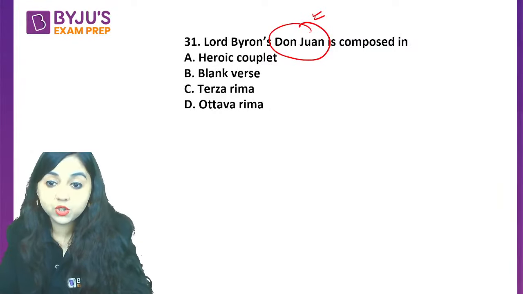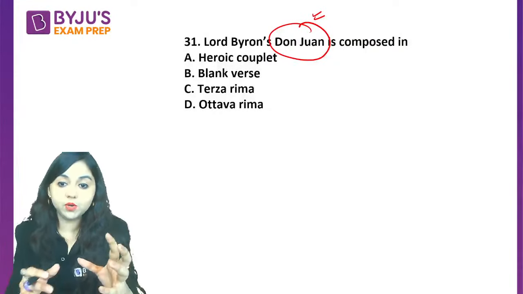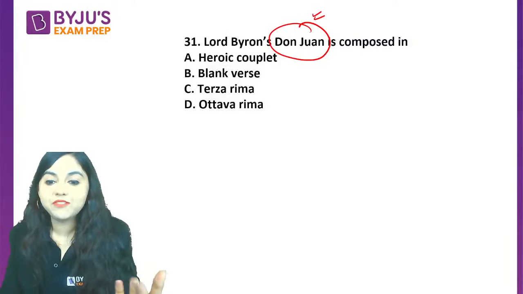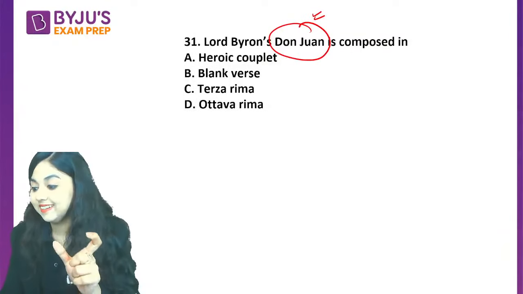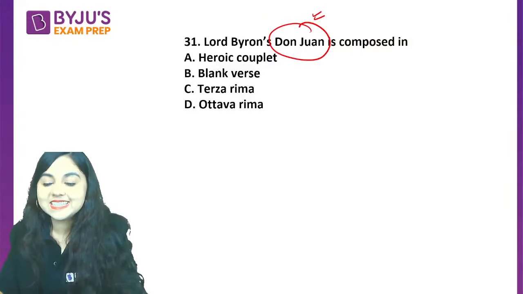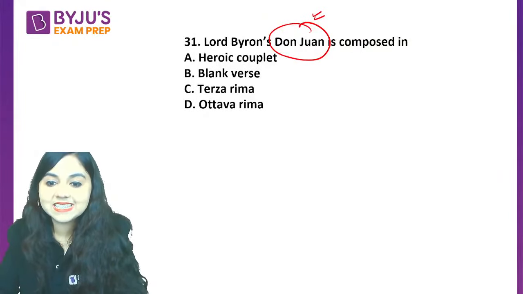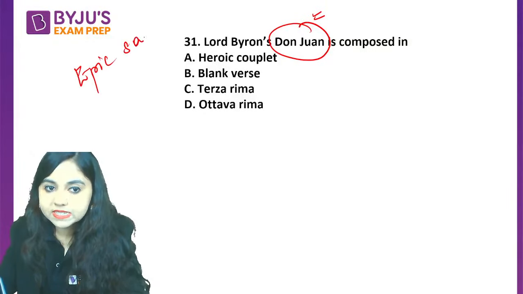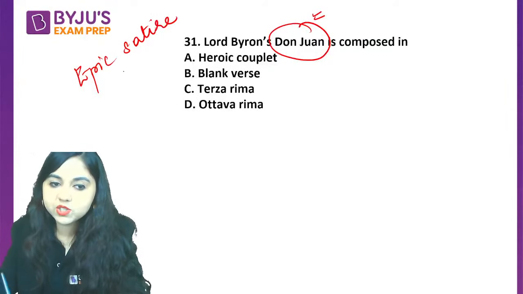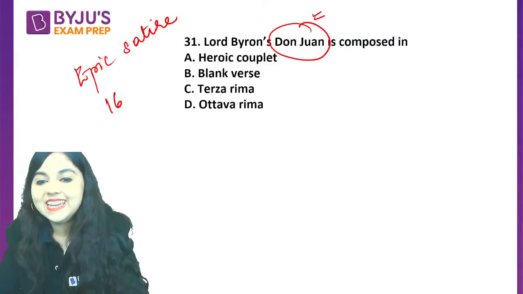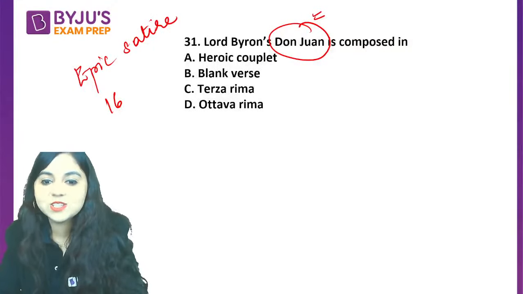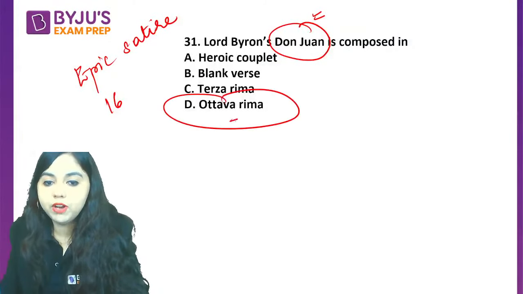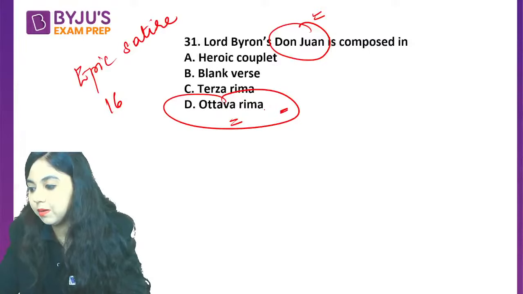Lord Byron's Don Juan is composed in... It's an epic satire, about a legendary character who is easily seduced by women. Byron's poem has 16 cantos. It's the epic satire that we're talking about, written in 16 cantos. Absolutely right. It is Ottava Rima that is being used. Neha, your bucket is on fire.